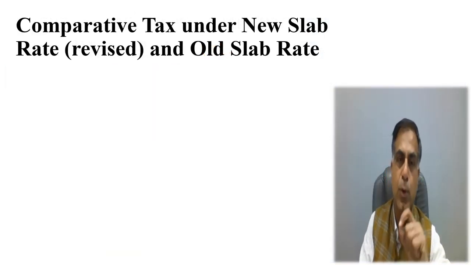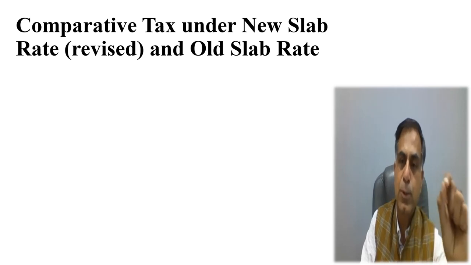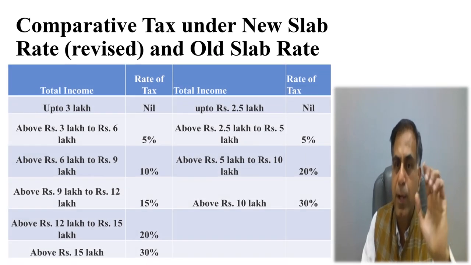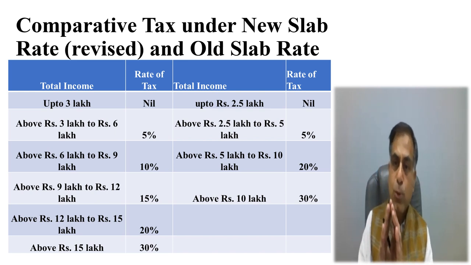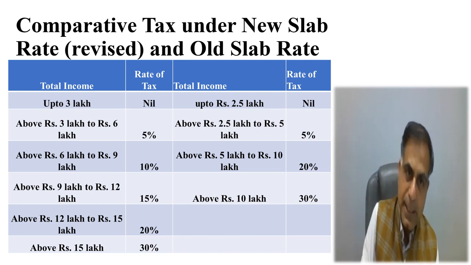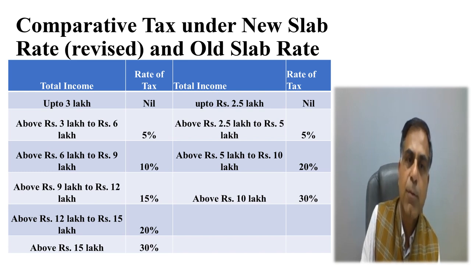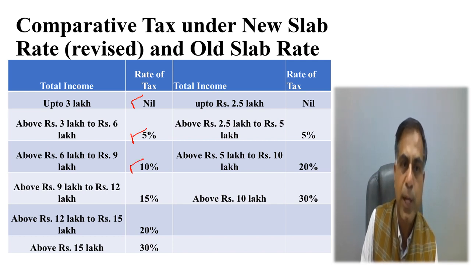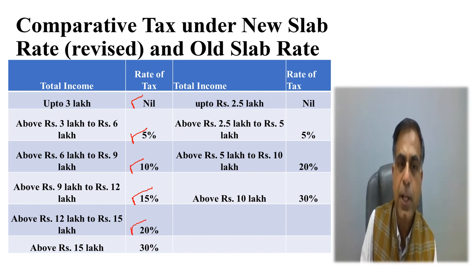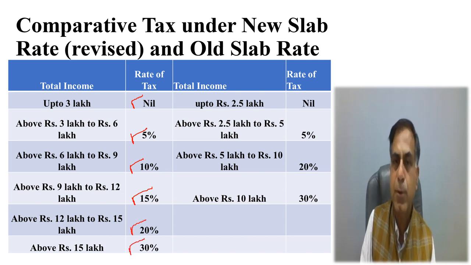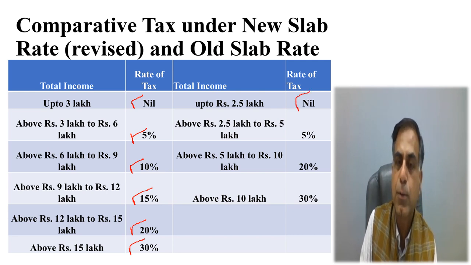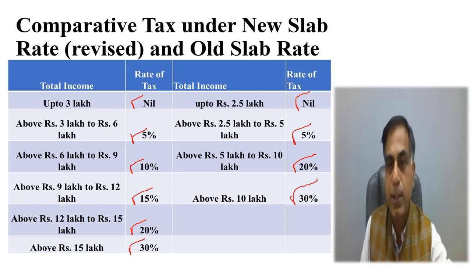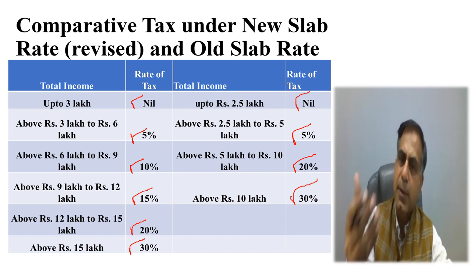Let me also put before you a comparative tax structure between the new slab rate which is proposed to be revised and the old slab rate. One point I would like to highlight again is that there is no change in the old slab rate, my dear friends, at all. As the government is saying, under the proposed new slab rate up to 3 lakh tax liability shall be nil, 3 to 6 it will be 5%, 6 to 9 it will be 10%, 9 to 12 15%, 12 to 15 20%, and above 15 lakh it will be 30%. However, the old slab rate continues, which says that up to 2.5 lakh you will be nil, 2.5 lakh to 5 lakh 5%, 5 lakh to 10 lakh 20%, and above 10 lakh it will be 30% tax liability, as it has been in the past year.